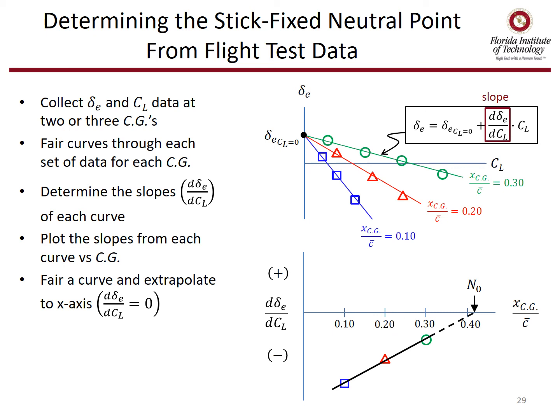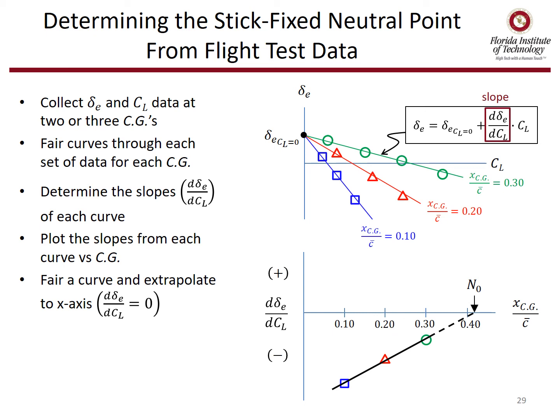Once we have that data, we're going to plot it like in the upper right hand plot. You'll see that the blue line is for a forward CG of 10% mean aerodynamic chord. The red line is slightly more aft at 20%. The green line is at 30% mean aerodynamic chord. So each of these curves or plots are for different CGs or a different data group.